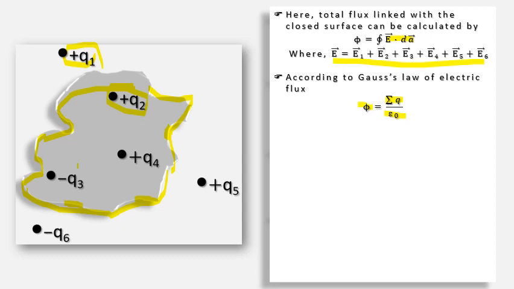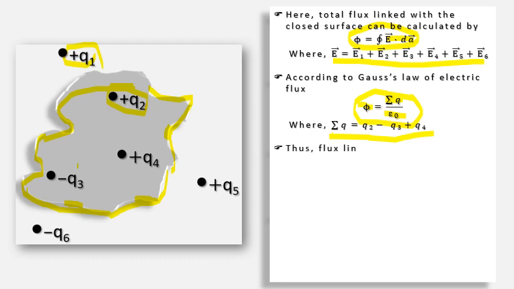Most of the time the medium is air, so we consider epsilon 0. So according to Gauss's law, what is sigma q? For the present situation, sigma q is q2 minus q3 plus q4. Now compare our first expression, where phi is the closed integration of E dot dA, with the second one. This is a far easier way of finding out flux, and that is the beauty of this law.